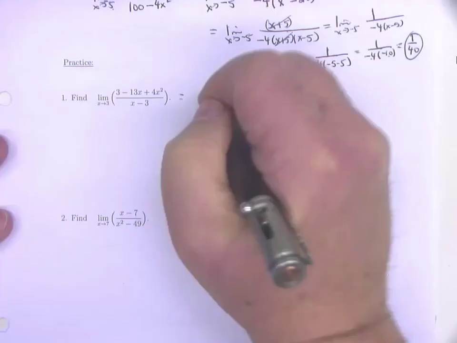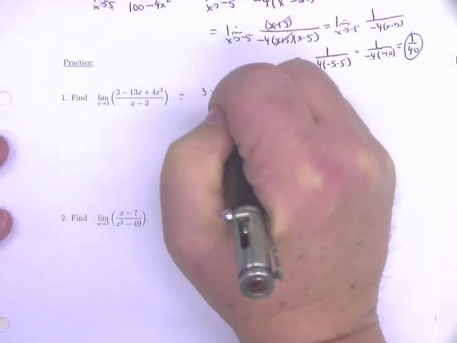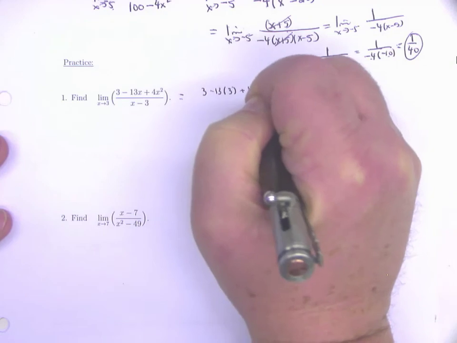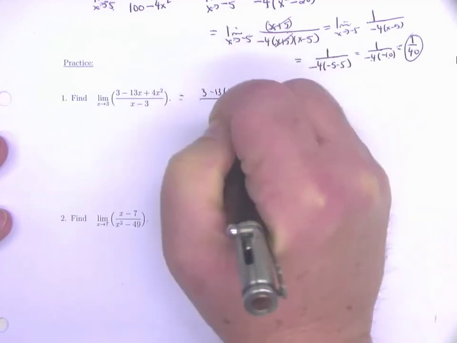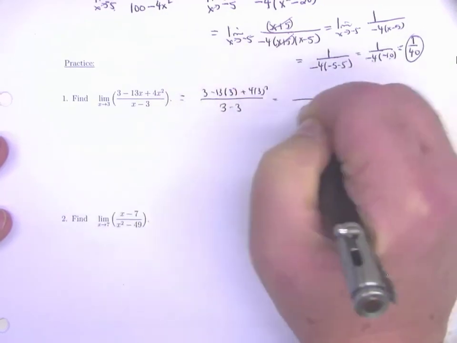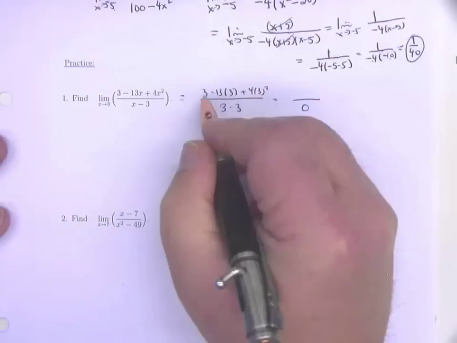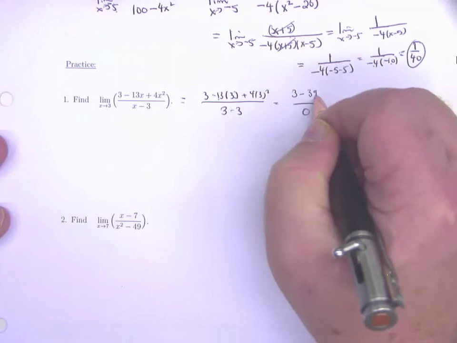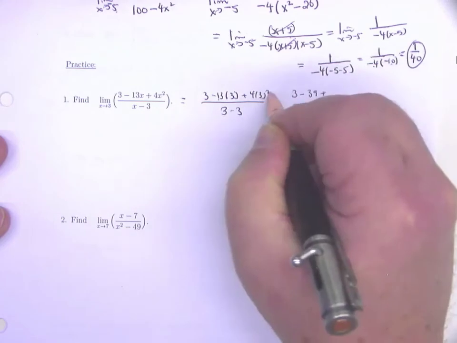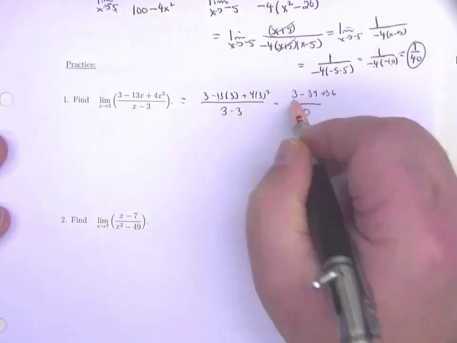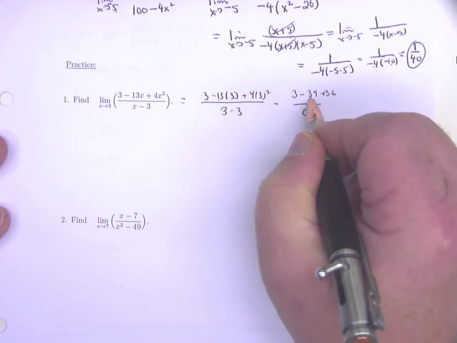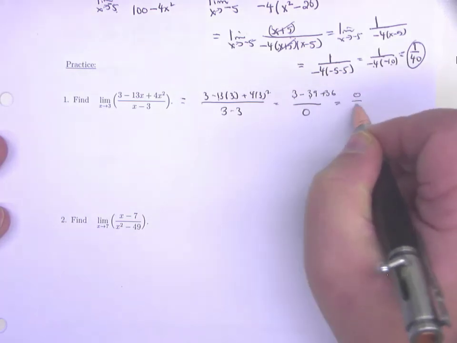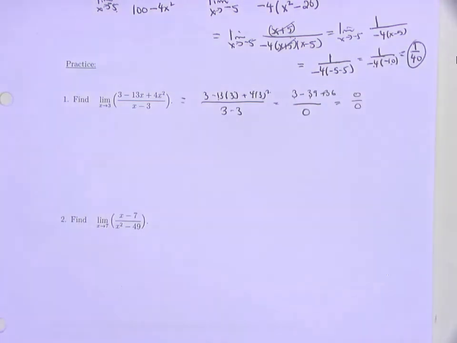So this will be 3 minus 13 times 3 plus 4 times 3 squared over 3 minus 3. It's clearly 0 in the denominator here, but the numerator, I'm going to get 3 minus 13 times 3 is 39, plus 3 squared is 9, times 4 is 36. 3 minus 39 is negative 36, plus 36 is 0 over 0. What a surprise.